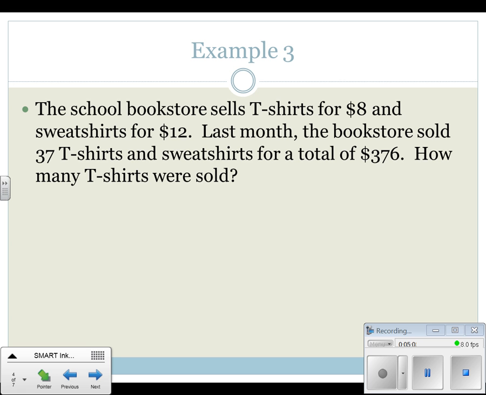The school bookstore sells t-shirts for $8 and sweatshirts for $12. Last month, the bookstore sold a total of 37 t-shirts and sweatshirts for a total profit of $376. How many t-shirts were sold?